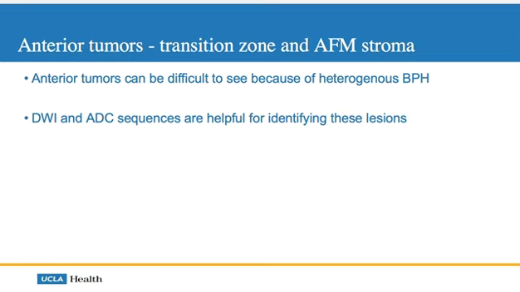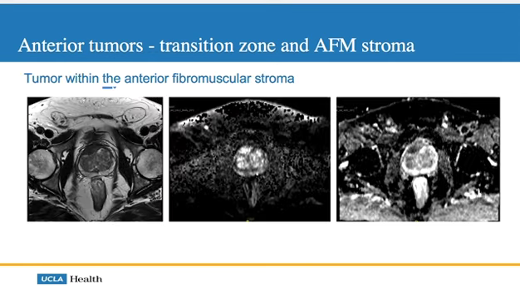The problem is in the anterior aspects of the prostate, in the fibromuscular stroma and in the transition zone, there's all this mottled BPH, and the T2 weighted sequences are very hard to use to find prostate cancer in there. So that's where the DWI and ADC sequences are helpful for identifying lesions in those areas. So let's look at a couple examples of that.